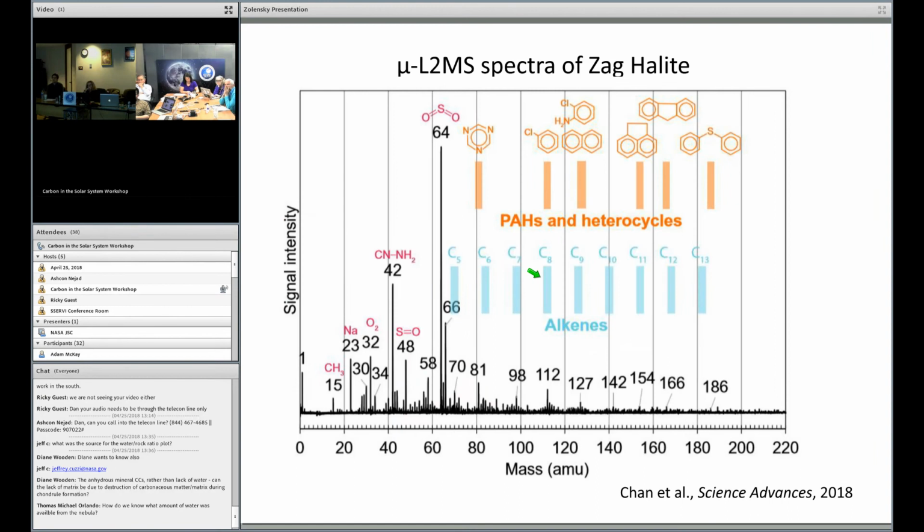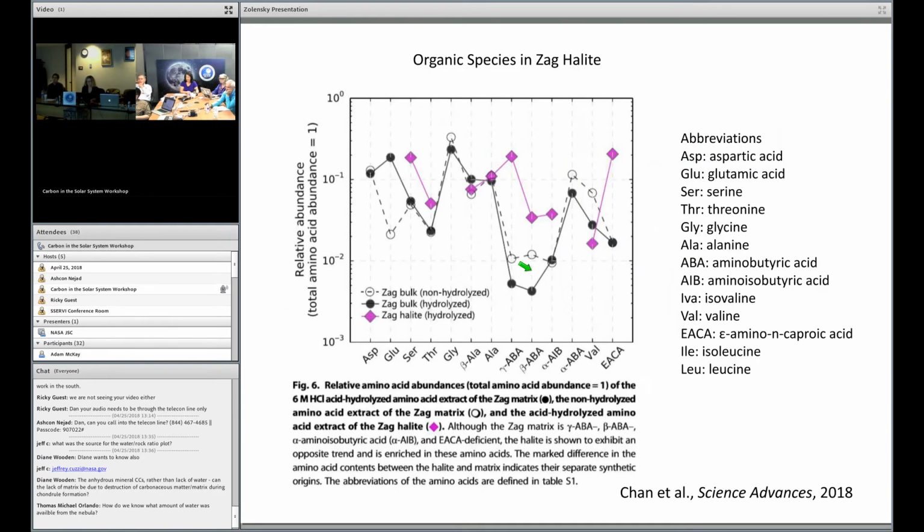And what they found, this was published in Science Advances earlier this year, is a wide variety of organics in the halite. So this is totally solid grains in the halite, as well as small organic molecules dispersed in the halite itself, but a really wide variety of things. And they even successfully managed to detect some amino acids in the halite.